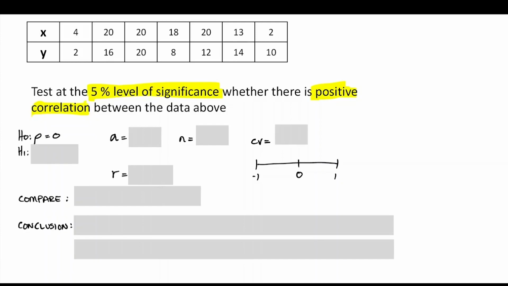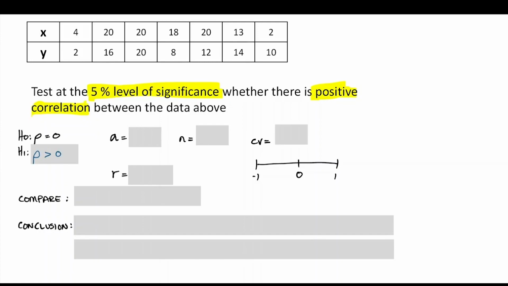Every hypothesis test question starts off with the actual hypotheses. H0: rho equals 0. H0 says that there is no correlation. By default, we assume no correlation. H1 is going to come from the question, and the question says there's positive correlation. So H1 will be that rho is greater than 0.